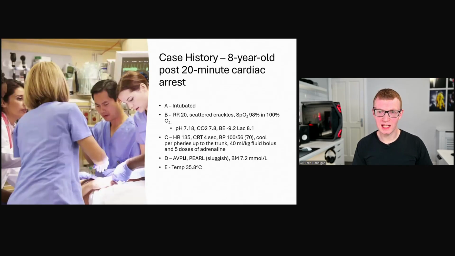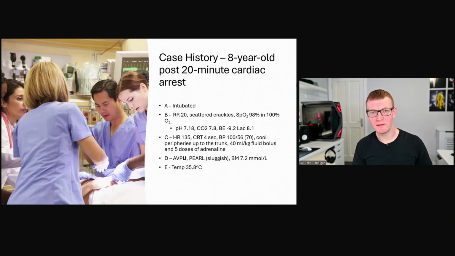Okay, moving on to case number 3. This time we've got an 8-year-old who has had an out-of-hospital cardiac arrest lasting 20 minutes. You've just got ROSC in the emergency department. Your patient is intubated. They're being ventilated at 20 breaths per minute and saturating nicely on 100% oxygen. Gas isn't great, but it is improving from the one that you got during the arrest. Perfusion is 4 seconds, but again, improving minute by minute. And you've got a blood pressure with a mean of 70.